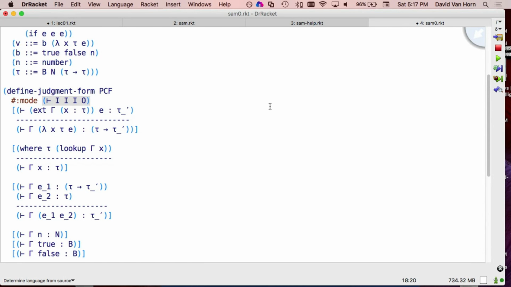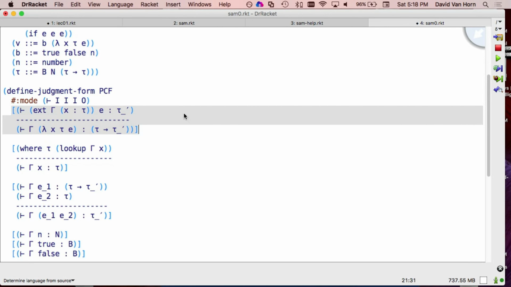Okay, so I'm defining a judgment form here. Judgments are something that Redex knows about. Every time I define something, I have to define it with respect to some language, because that's how the metavariables are interpreted. And then the name of this judgment is the turnstile symbol.